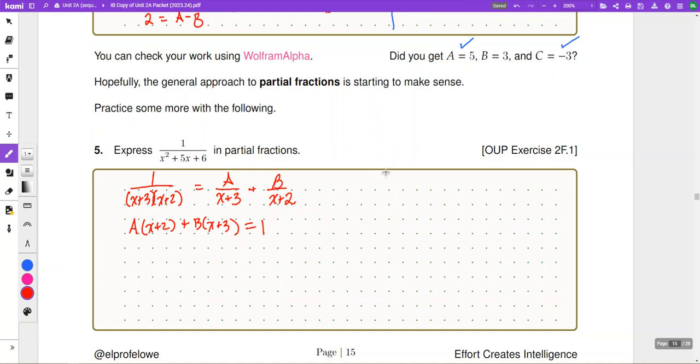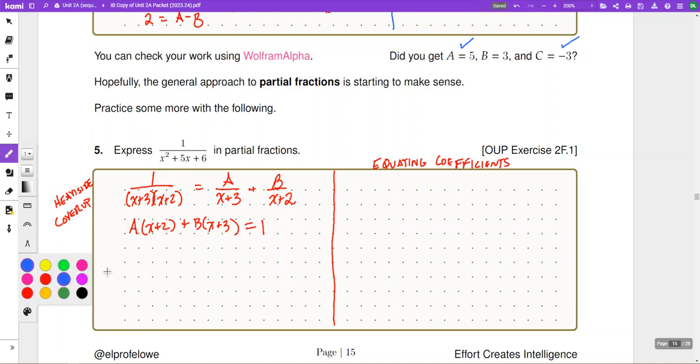Then I'll go ahead and talk through this solution using the two methods. So I'll talk about using our cover-up method, sometimes known as the Heaviside cover-up method after an English mathematician. And we'll also talk about the method of equating coefficients.